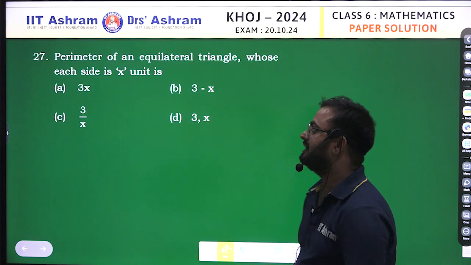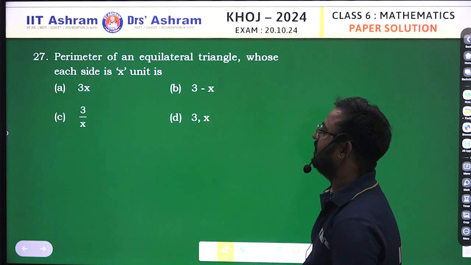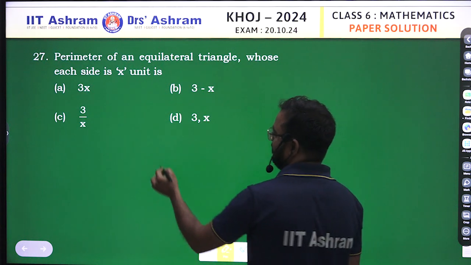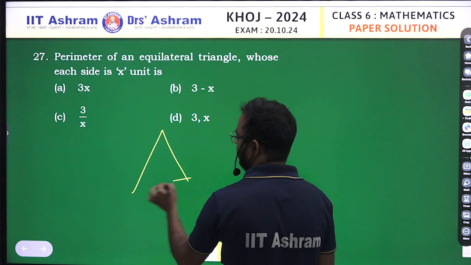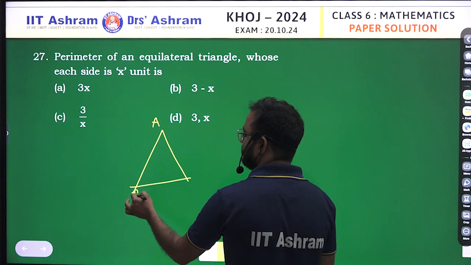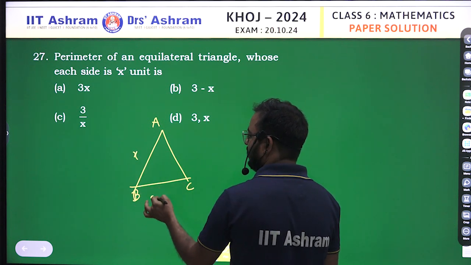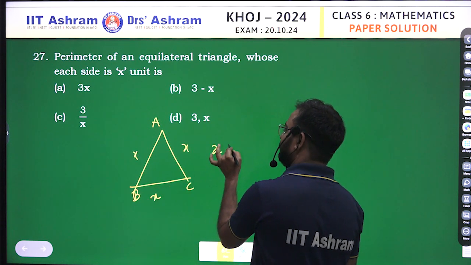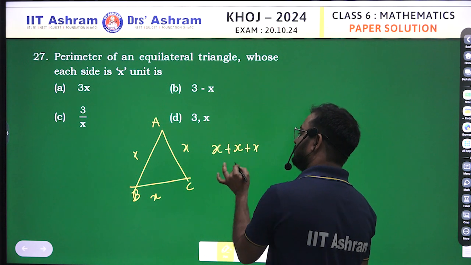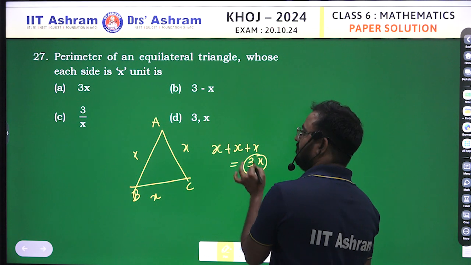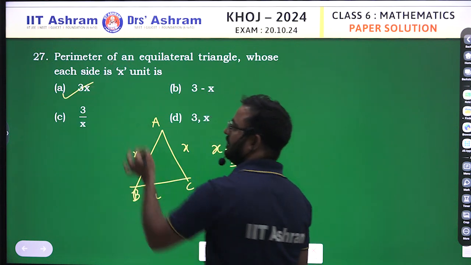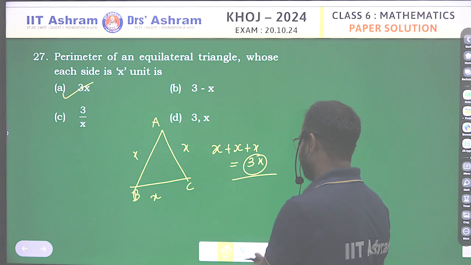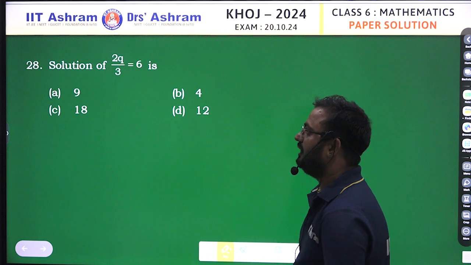Next, question number 27. Perimeter of an equilateral triangle whose each side is X. What is an equilateral triangle? An equilateral triangle means all sides are equal. X, X, X. So X plus X plus X is 3X. So option A is the right answer, 3X.